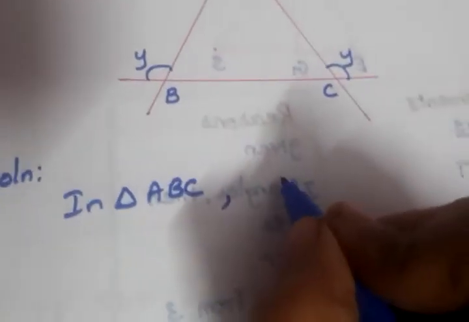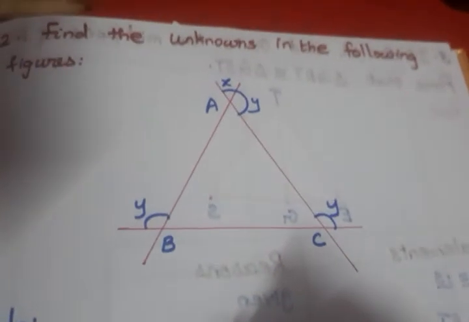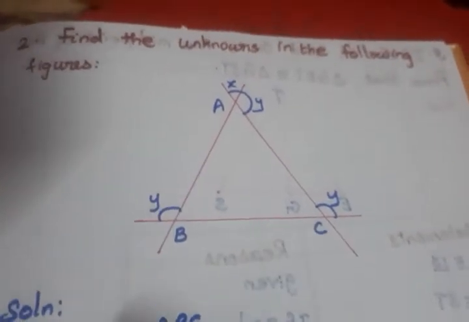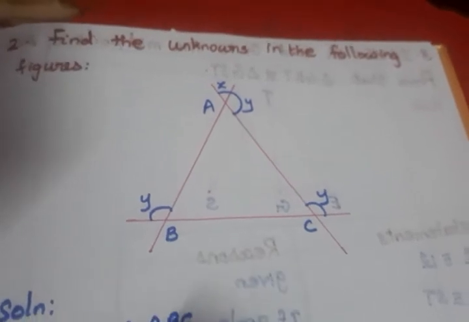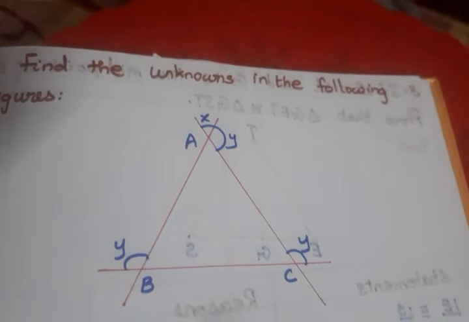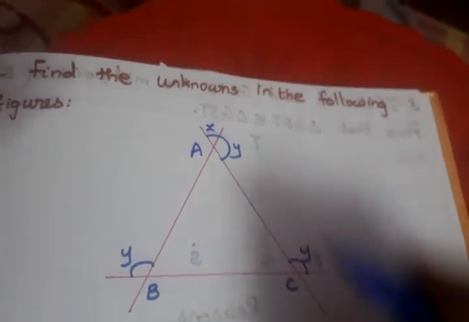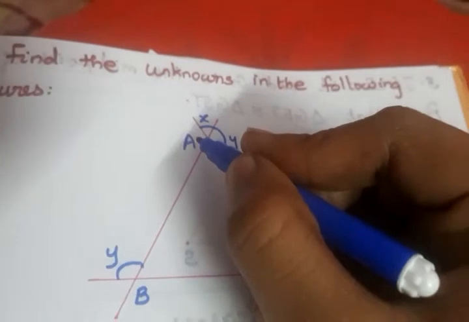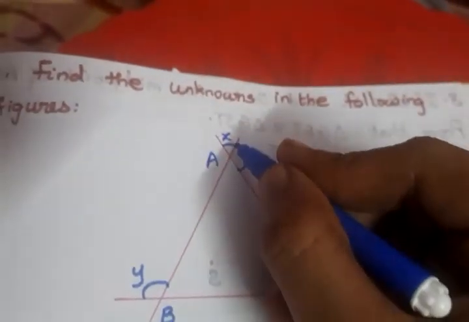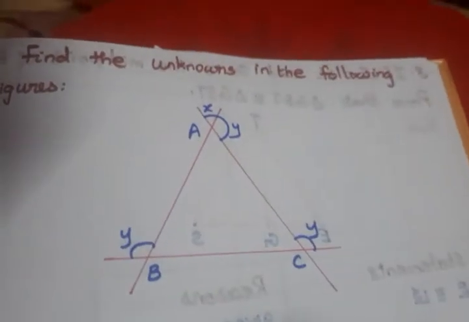So angle A equal to angle x. How will you find angle A equal to x? Vertically opposite angles, we already know that vertically opposite angles are equal. So angle A equal to angle x. This one is a vertically opposite angles.